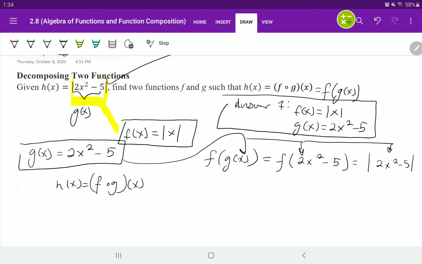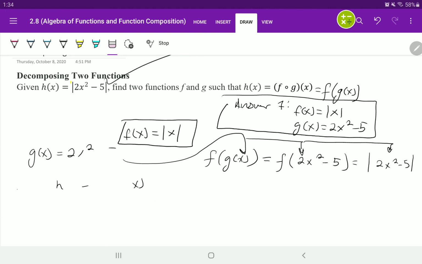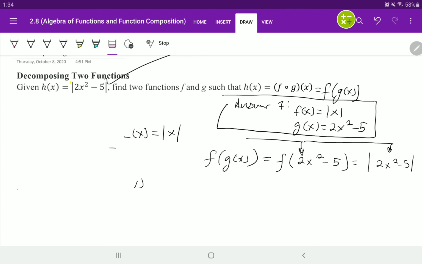I'm going to give us one more. And what I want you guys to do is copy these notes down because I'm about to erase them. So pause it, copy it down, screenshot it, up to you. Give me 1 second.